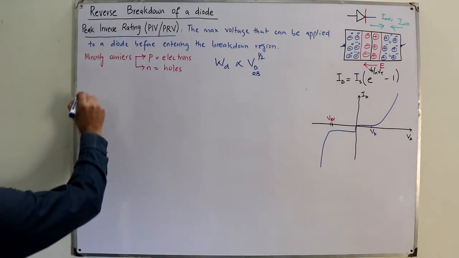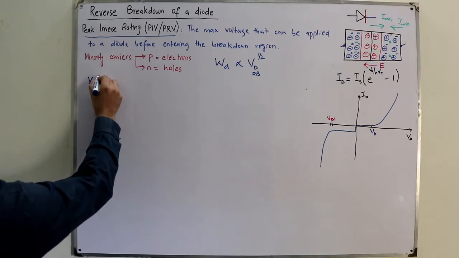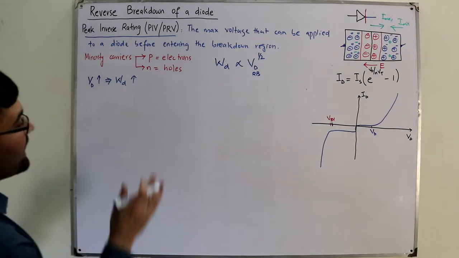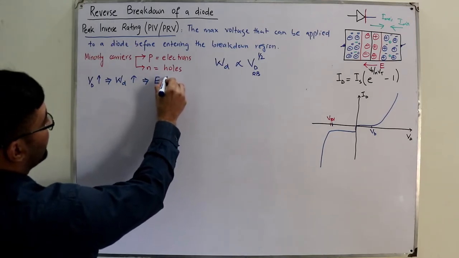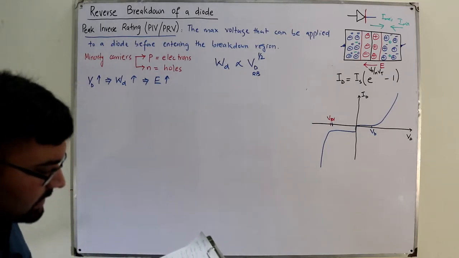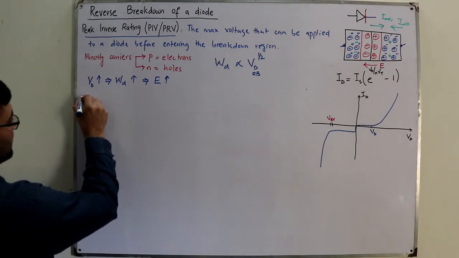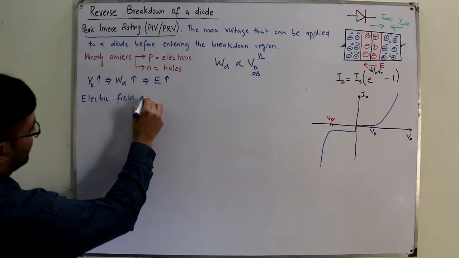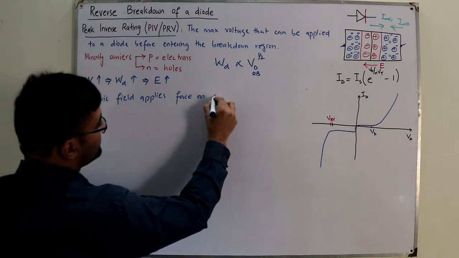So if we have the diode in reverse bias and V_R increases, this implies that the width of the depletion region would increase. And if the width of the depletion region increases, the electric field would become stronger; the strength of the electric field would increase. Now, you know very well that an electric field applies a force on a charge carrier. So an electric field applies force on charges.